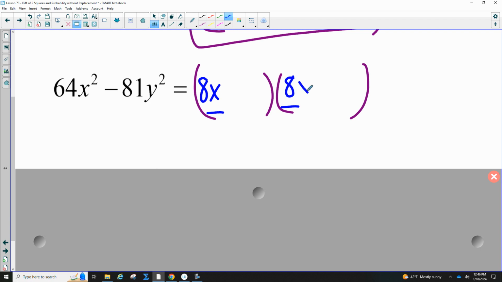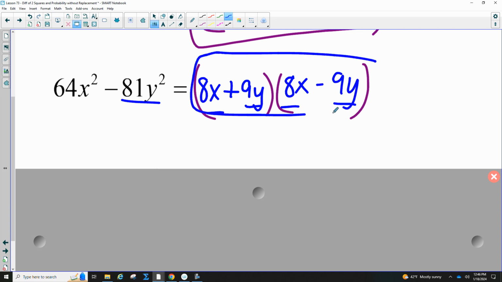And then these last 2 terms have to multiply to be negative 81y squared. What would that be? Plus 9y and minus 9y. In either order, you can have the minus first and the plus second. It doesn't matter. So if I refoiled this out, this times this is 64x squared. This times this is negative 72xy. This times this is positive 72xy. Those cancel. And then this times this is negative 81y squared. It's the opposite of multiplying.